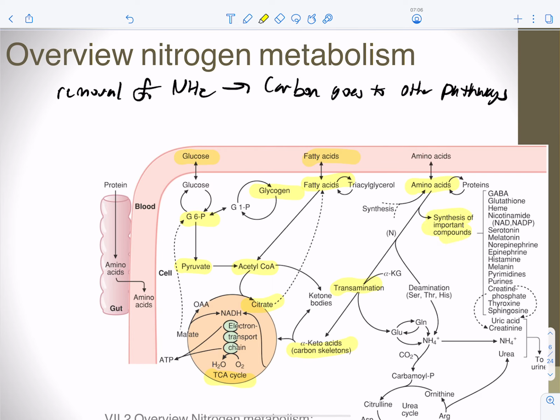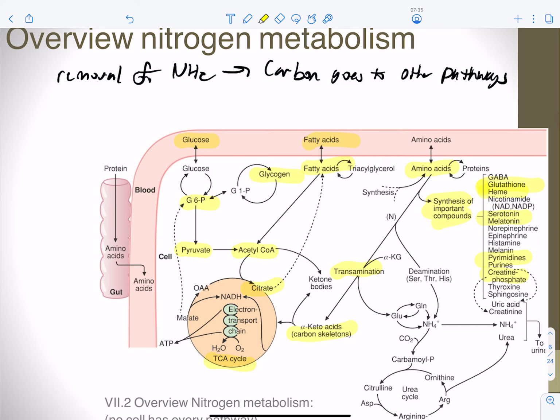Amino acids, of course, can be important in many different compounds, and they're all listed here. You have your purines and pyrimidines. You have your creatine phosphate. You have your glutathione, which has glutamine. Heme is going to be made from your proteins and your amino acids. You have serotonin, melatonin, norepinephrine, epinephrine, etc. So there's a lot of things that are going to be made in that.